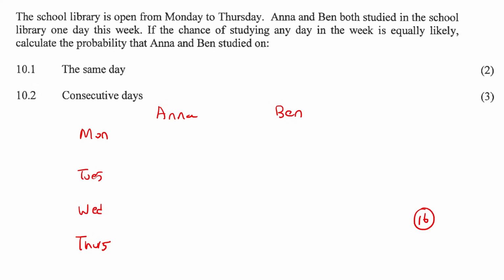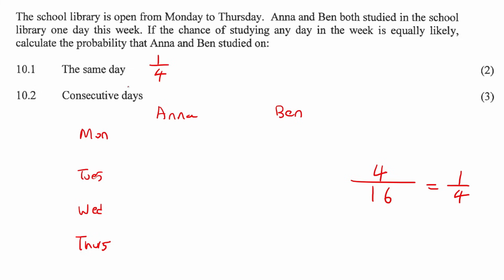And that pretty much covers every scenario, because we could put Ben there and Anna there, but we've done that possibility already. We could go there and there. So it looks like there's 16 possibilities. Okay, so out of 16 different scenarios, how many times can they study on the same day? Well, there's Monday, or it could be Tuesday, or Wednesday, or Thursday. So that's 4 out of 16. So that's a quarter for the first one.